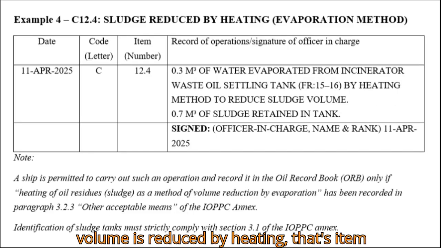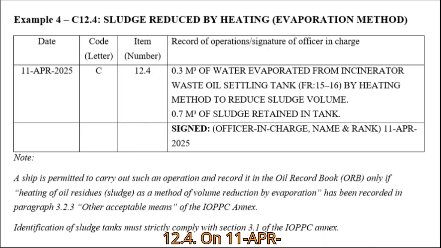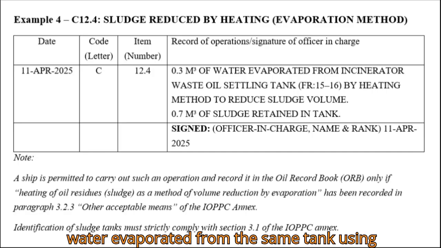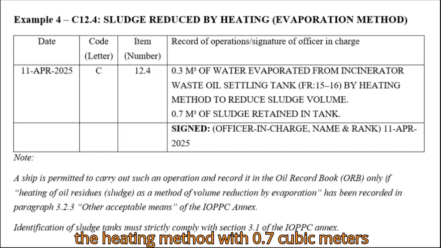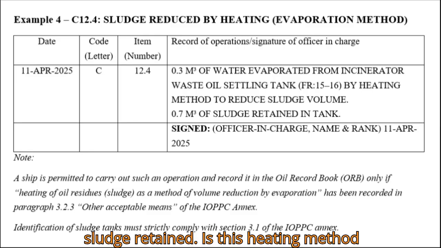And if sludge volume is reduced by heating, that's Item 12.4. On 11 April 2025, 0.3 cubic meters of water evaporated from the same tank using the heating method, with 0.7 cubic meters sludge retained.